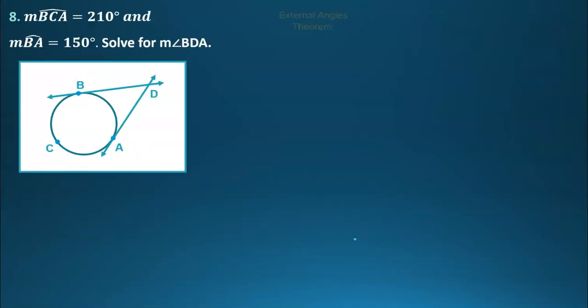One more type of problem. I've got some mystery text there at the top. Here, we're looking at things in degrees. So we're going to go to that finding angle measures slide. And let's see what it tells us. It tells us BCA. So that's this whole section of the circle there is an arc with measure 210 degrees. And this section of the circle is an arc with measure 150 degrees. And we are being asked to solve for that angle measure, BDA.